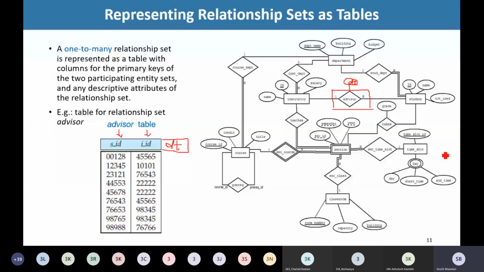But just understand that associated with every relationship set, I should have one table. The columns of that table would be the primary keys of the participating entity sets. Along with these primary keys, if there are any descriptive attributes associated with the relationship set, I will add that descriptive attribute also as one of the columns. Got the concept? May I proceed?